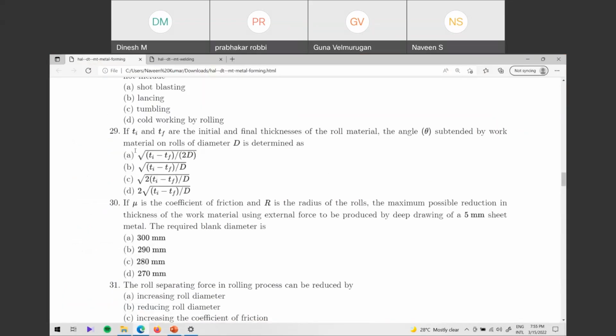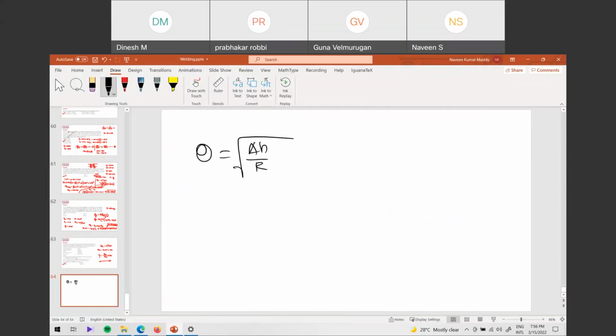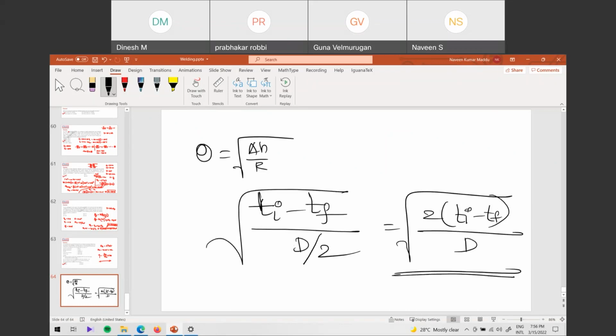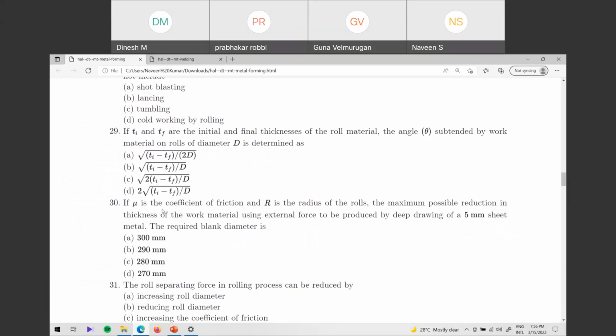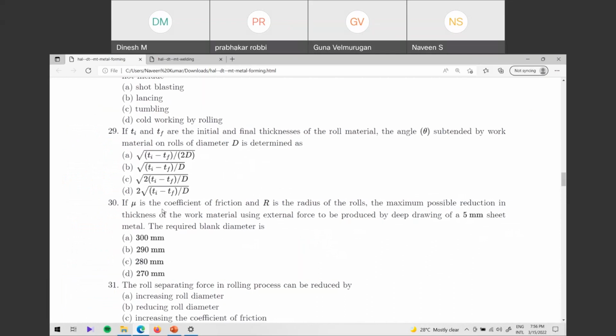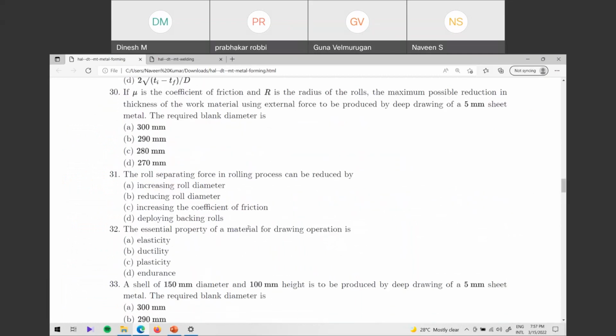For the 29th one, remember this formula? Yes or no? So this is TI minus TF, divided by D by 2. So I can write 2 into TI minus TF by D. This is the answer. 2 into TI minus TF by D is C. C is the answer, right? Yes.